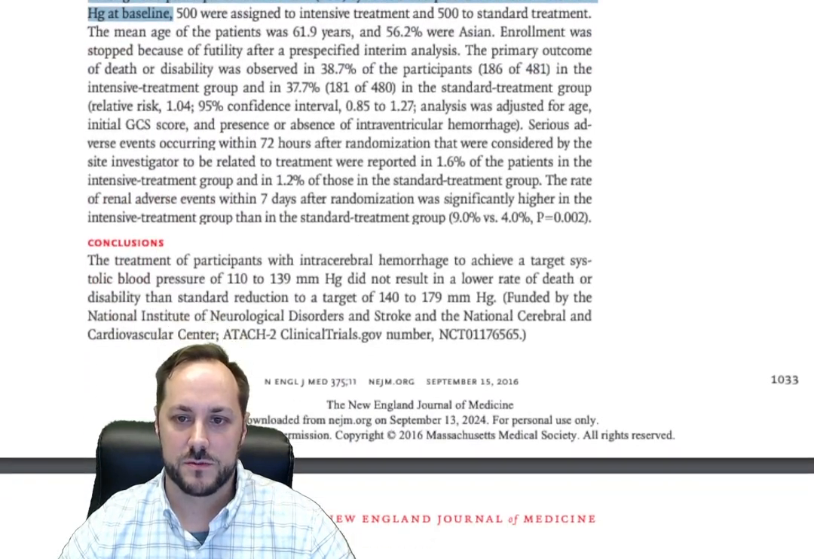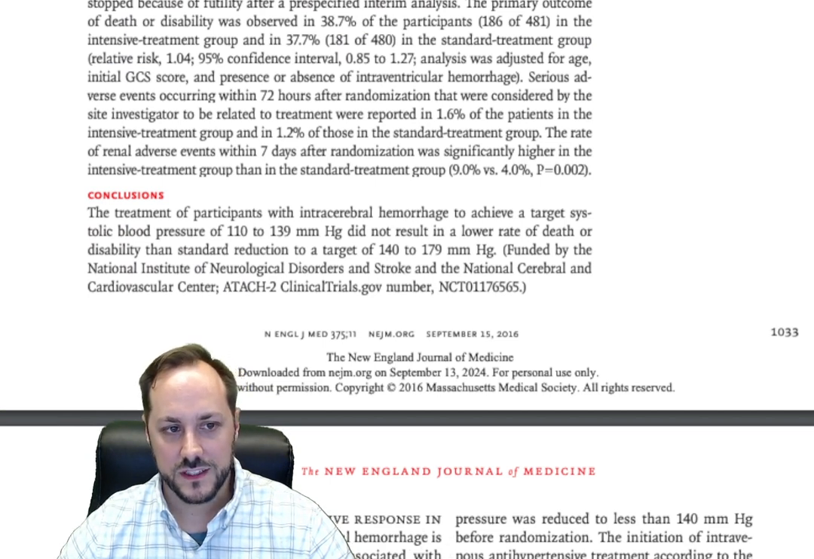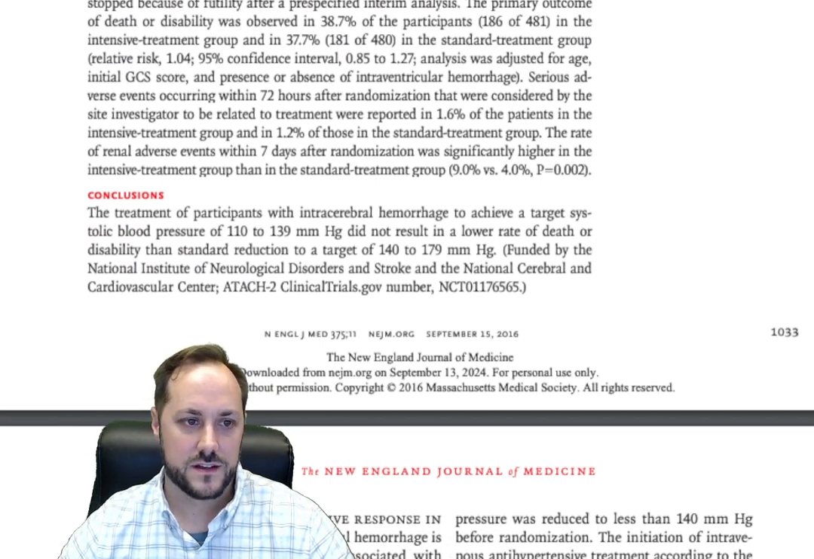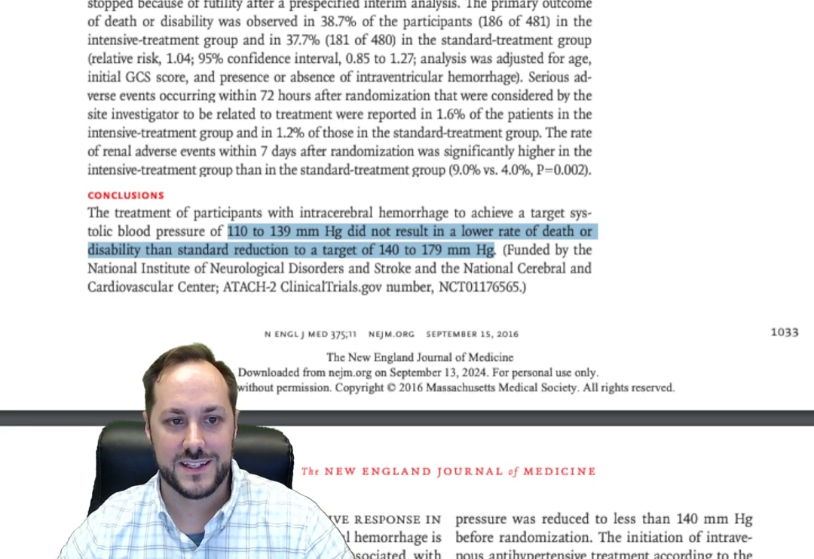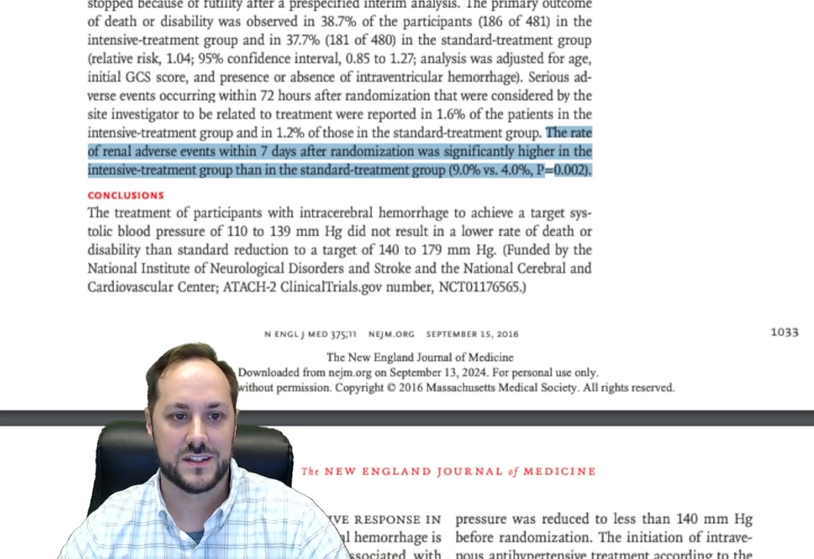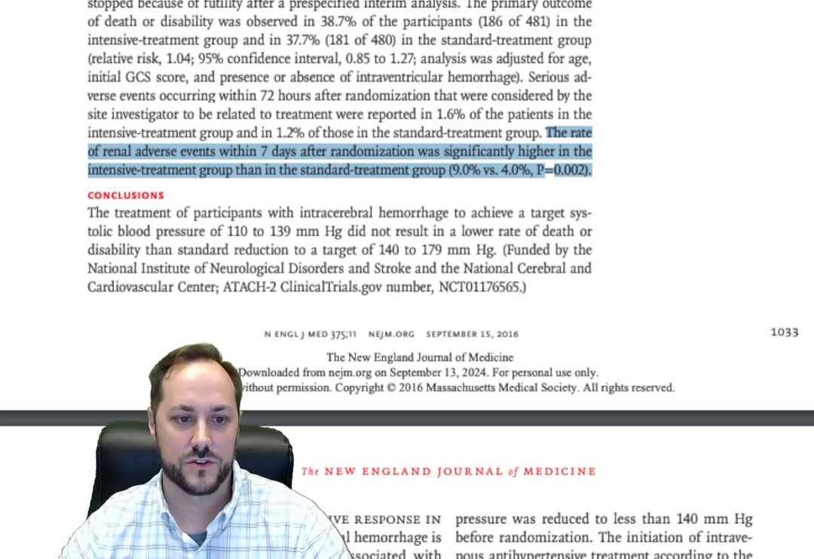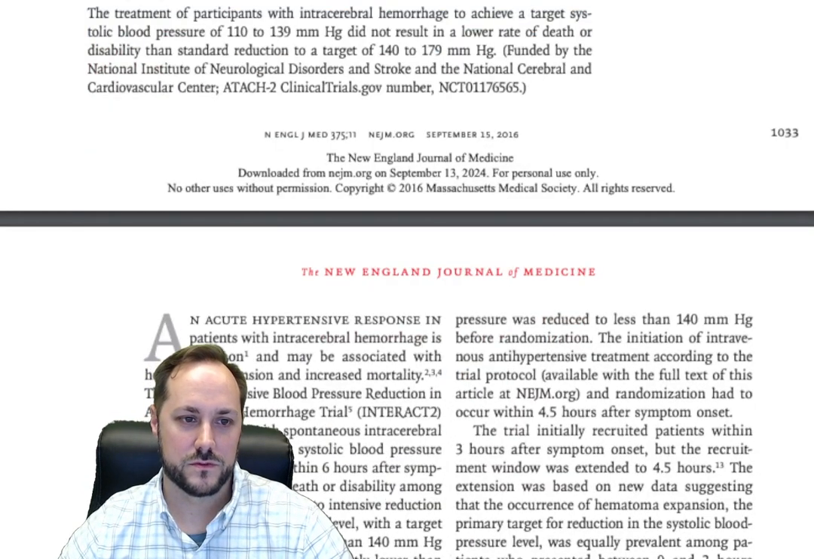Now, in this trial, they found that the people in the intensive blood pressure group did not have a lower rate of death or disability than the standard blood pressure reduction group. In addition, the rate of renal adverse events within 7 days of randomization was significantly higher in the intensive treatment group. So this would argue against being very aggressive with blood pressure.